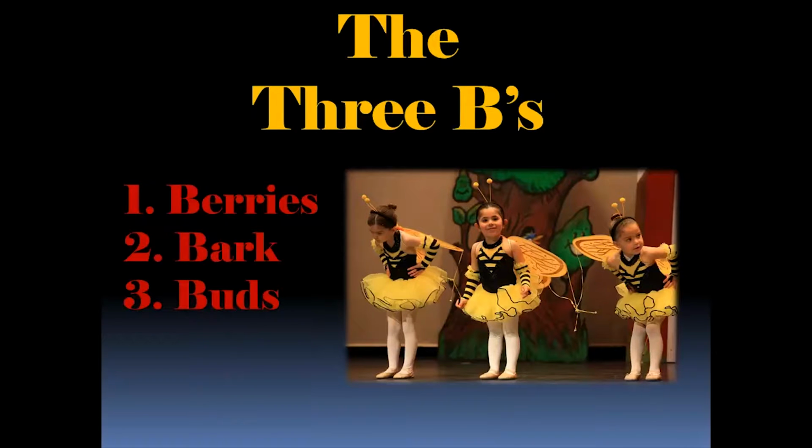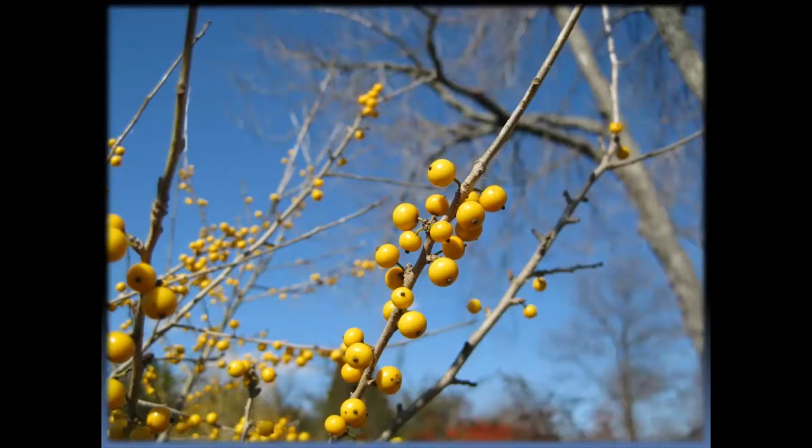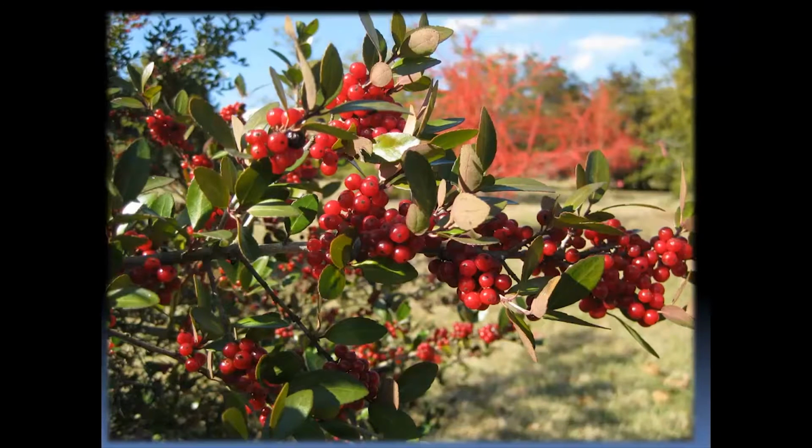So I always like to start with the 3 Bs: berries, bark, and buds. So plants that produce some type of a fruiting structure, I lump into my berry category. So deciduous hollies, and hollies in general, they've got that nice fruit that looks good this time of the year, and the added benefit of that is the birds absolutely love it.